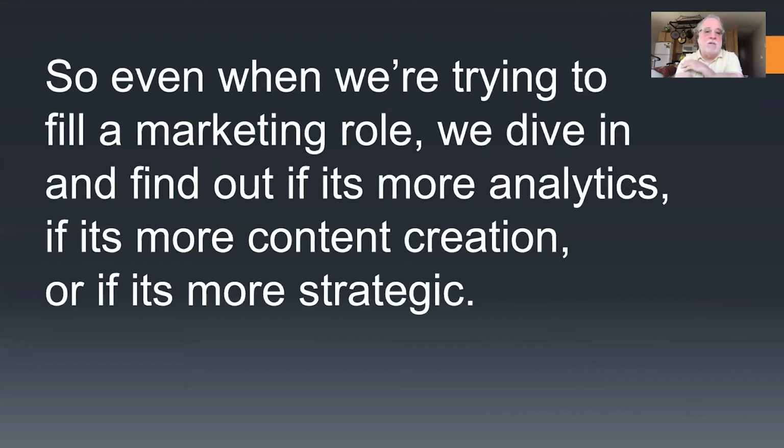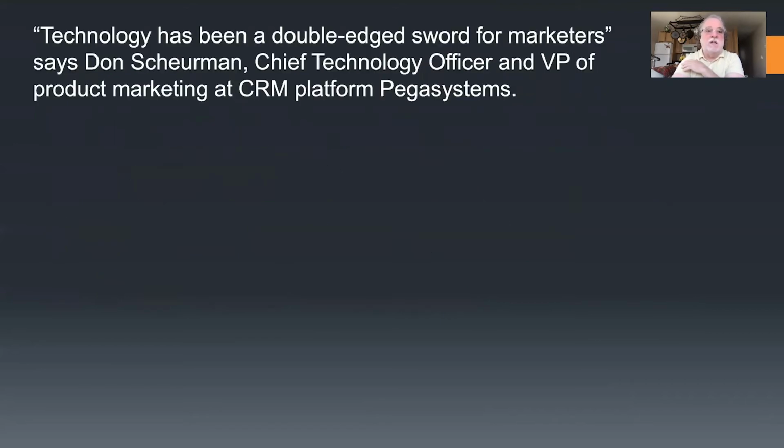If it's more about content creation, again, telling the story, the social media memes, the podcasts, the videos, and I'm gonna propose that it is the third one, more strategic. In other words, a combination of understanding all of these sorts of things and having a holistic approach. So technology has been a double-edged sword for marketers, says Don Sherman. So he's the Chief Technology Officer and Vice President of Product Marketing at CRM platform Pegasystems.